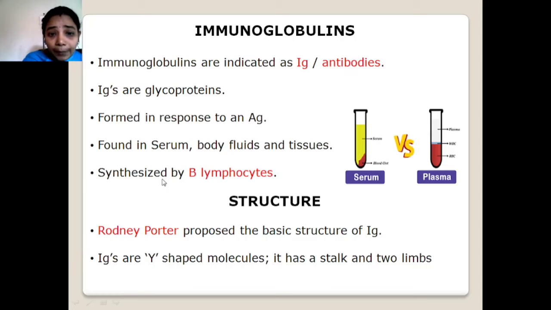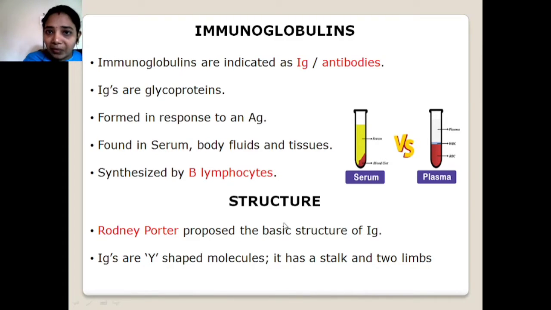Then, these immunoglobulins are synthesized by B lymphocytes. There are two types of lymphocytes, B lymphocytes and T lymphocytes. B lymphocytes are responsible for antibody-mediated immunity, and T lymphocytes are responsible for cell-mediated immunity. These are the small introduction about immunoglobulins.